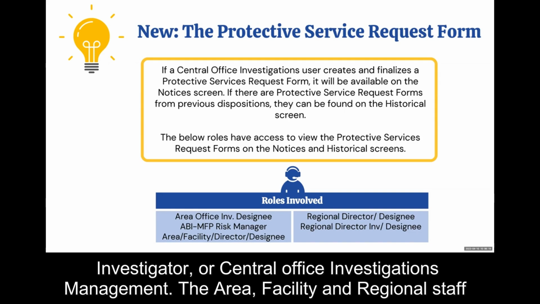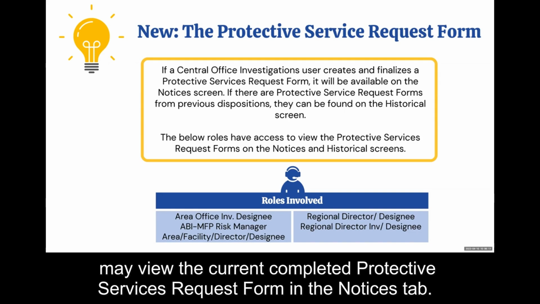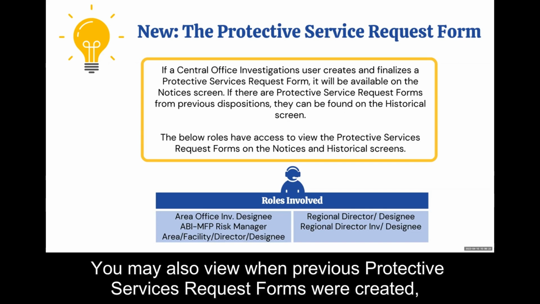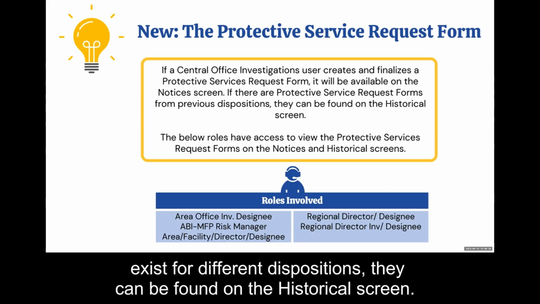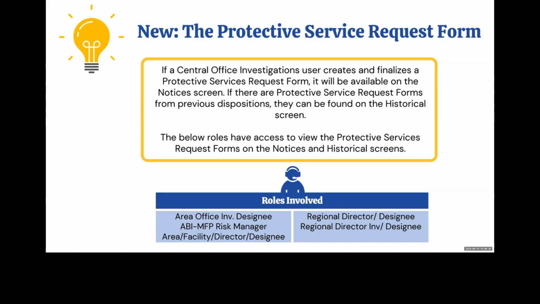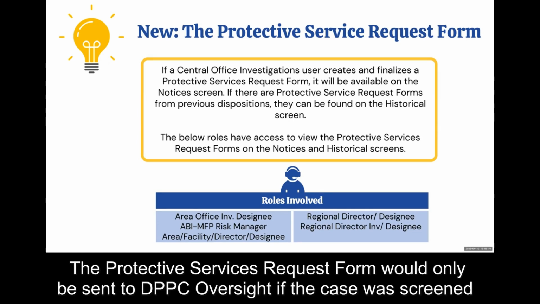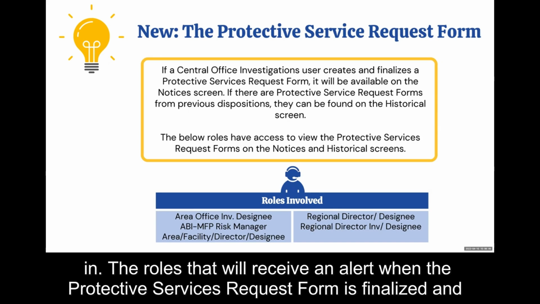The area, facility, and regional staff may view the current completed Protective Services Request Form in the Notices tab. You may also view when previous Protective Services Request Forms were created, submitted, and finalized on the switchboard. If previous forms exist for different dispositions, they can be found on the historical screen. The form would only be sent to DPPC oversight if the case was screened in.